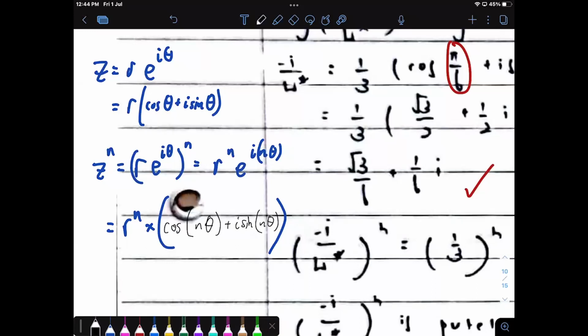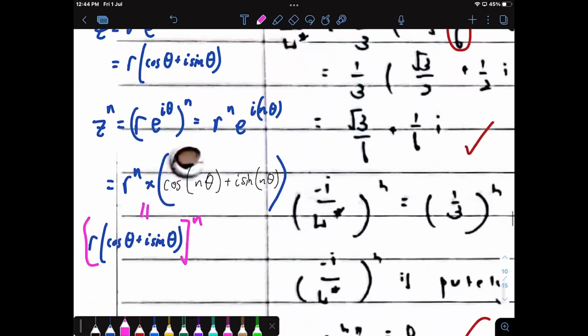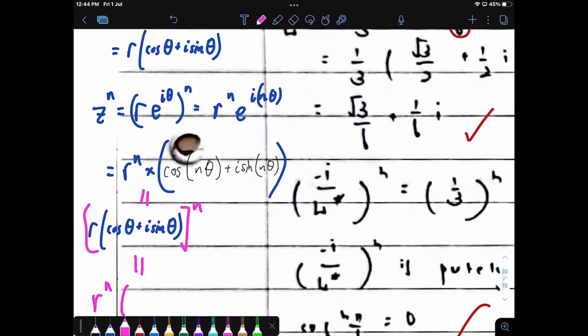So you can replace it with cosine of n theta plus i sine of n theta. But wait, we raised z to the power n, and we know z is r cosine theta plus i sine theta. So doesn't that mean this would be the same as raising this whole thing to the power of n? Which is really just r to the power n times cosine theta plus i sine theta, with the power n outside.